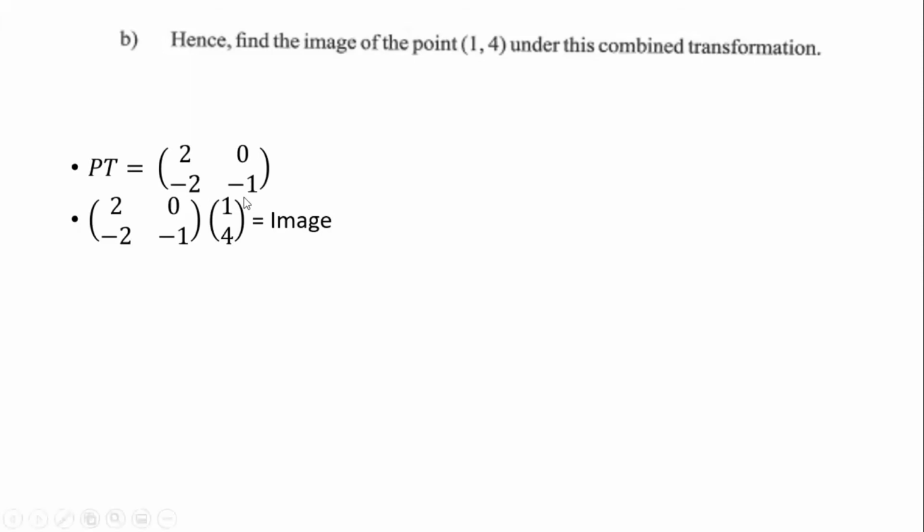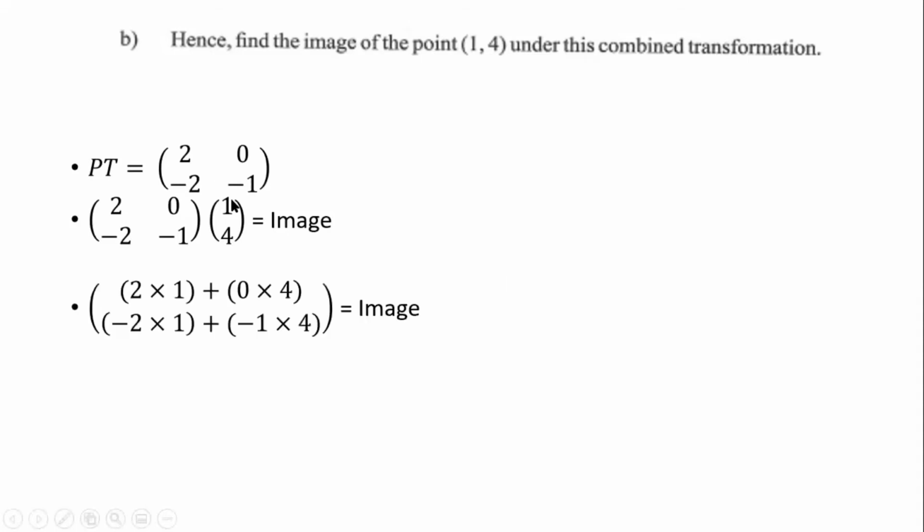So it will be row by column, then row by column. So what we have is 2 multiplied by 1, 0 multiplied by 4. Then negative 2 multiplied by 1, negative 1 multiplied by 4. So what we'll get is 2 multiplied by 1 is 2, 0 multiplied by 4 is 0. Negative 2 multiplied by 1 is negative 2, and negative 1 multiplied by 4 is negative 4.